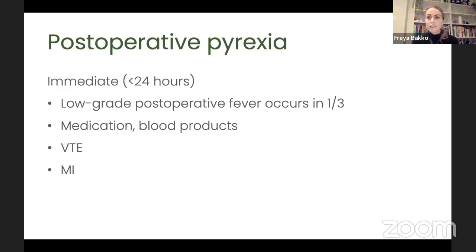As mentioned, VTE is a cause of post-operative pyrexia. It can just cause a fever and no other signs, so this is important to keep as part of your differentials. And the same goes for ischemic heart disease. So myocardial infarction can just cause a temperature as an inflammatory response.